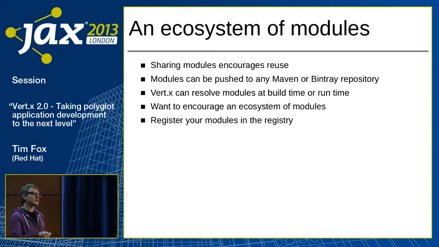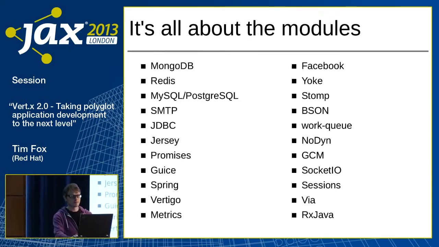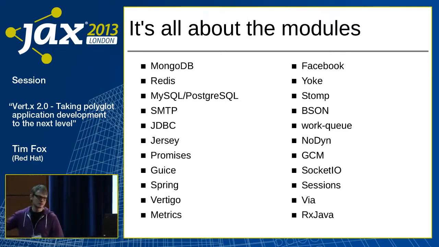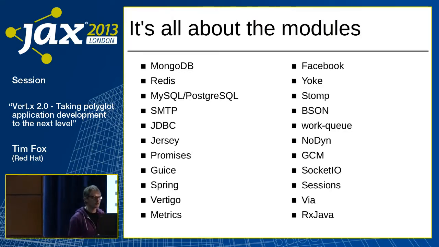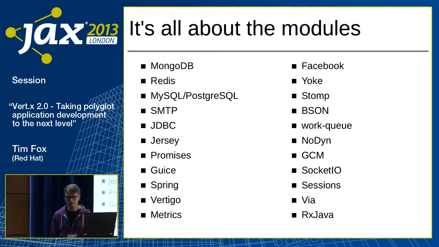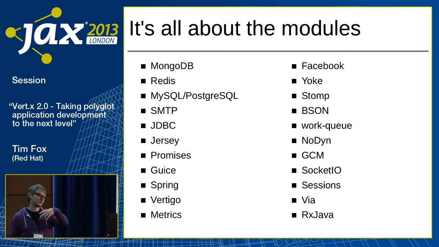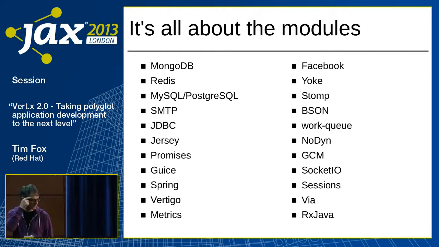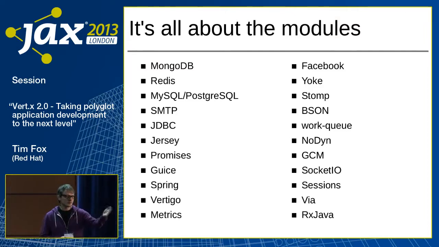The vision is to encourage an ecosystem of modules. And so far, it's pretty early days. We've already got a selection of modules out there. The majority of these are created by the community, not by the core team. We've got database stuff, like NoSQL stuff, like MongoDB, Redis. We've got SQL stuff, like MySQL and Postgres. We've got Spring integration stuff, various other stuff.